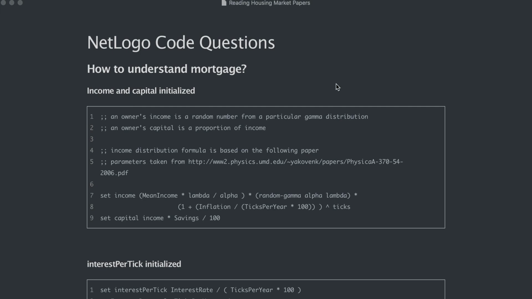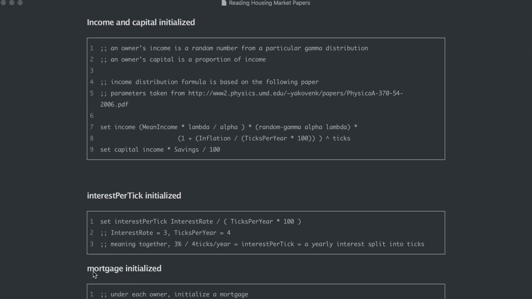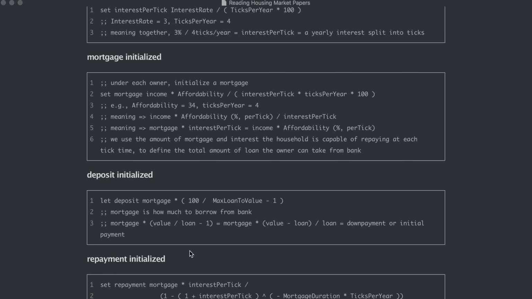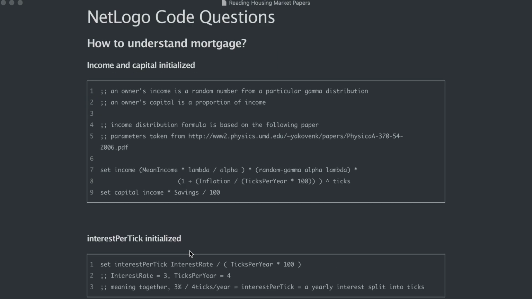In this video, we are going to explain a little bit of those very important figures, values. For example, we will explore what income does, or where income comes from, how we calculate capital, what is interest per tick, mortgage, how we calculate that, deposits and repayments. Because everything is really related to income, we have to start with the income.